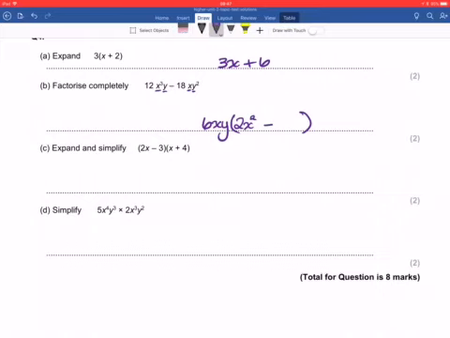I need my minus sign in. 6 times 3 gives me 18. I've already got my x. I've got 1y, so y times y gives me y squared.